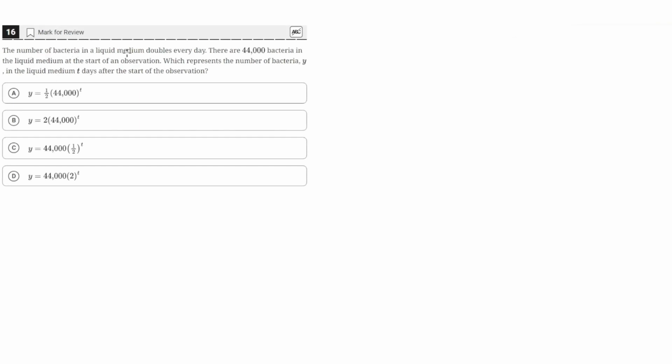The number of bacteria in a liquid medium doubles every day. There are 44,000 bacteria in the liquid medium at the start of the observation, which represents the number of bacteria y in the liquid medium t days after the start of the observation. Since the number of bacteria doubles every day, we are dealing with an exponential function, which will look something like this, where y is the number of bacteria, a is some constant, b is some constant, and t is the number of days after the start of the observation, and the independent variable here.